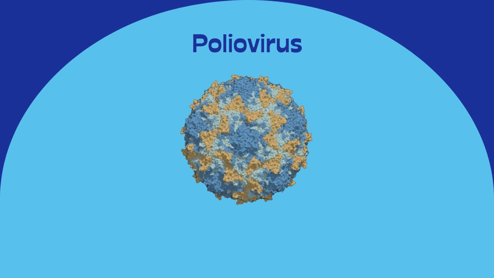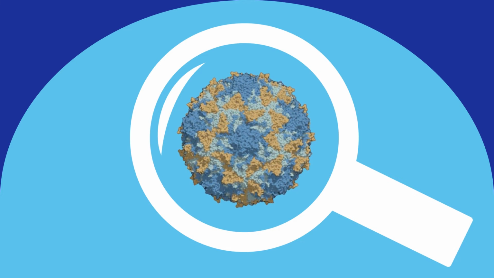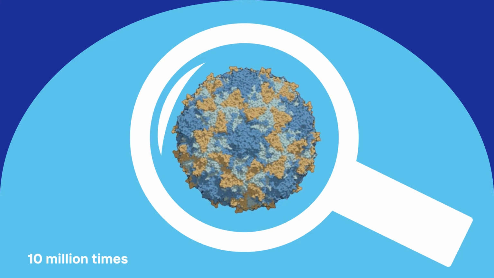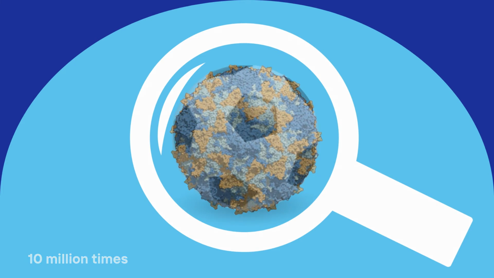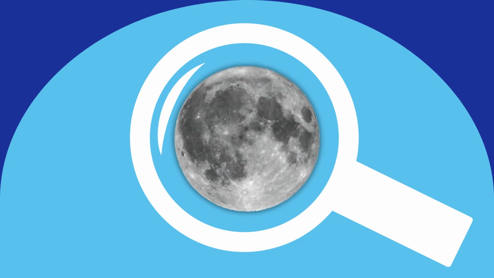We've been diving down to smaller and smaller sizes with the goal of giving you a feel for what nano really means. One last analogy, let's return to a common virus, the polio virus. Polio virus is about 30 nanometers in diameter. If you could blow up a single polio virus 10 million times, it would be approximately the size of a soccer ball. If you could blow up a soccer ball 10 million times, it would be the size of the moon.